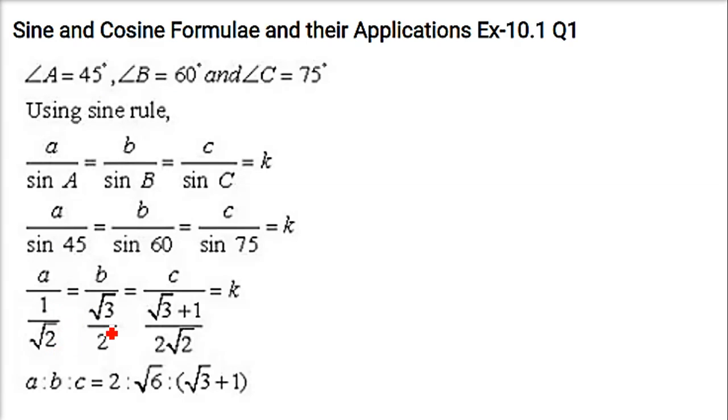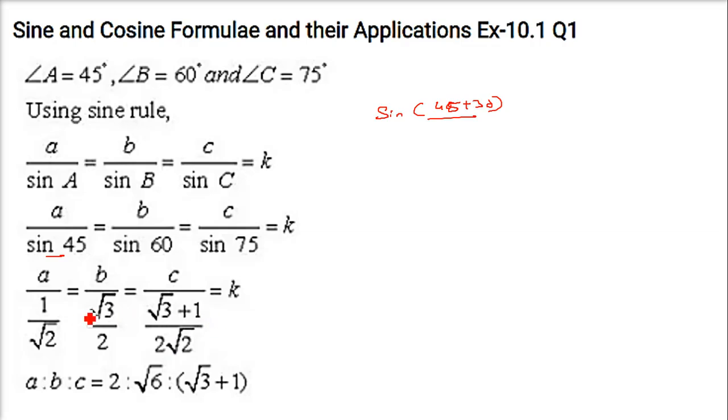So how are you going to take the ratio? See, sine 45 is 1 by root 2, sine 60 is root 3 by 2 and sine 75 is root 3 plus 1 by 2 root 2. How do you get this? You just need to follow the procedures we did earlier, sine 75 degree, okay? Or you can just do it like sine 45 plus 30. Use the formula of sine A plus B, and then you will get root 3 plus 1 by 2 root 2.